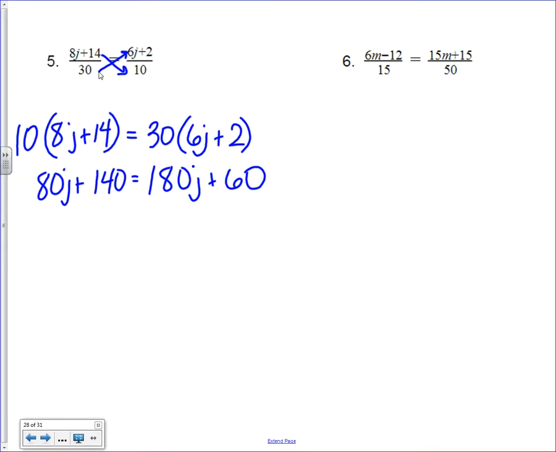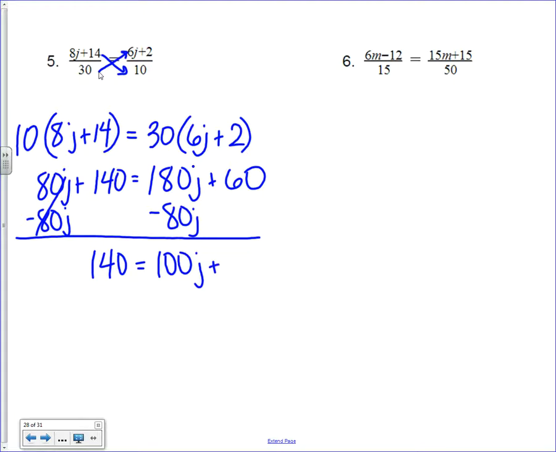How we do with the distributing, okay? Did you get your J's together? What did you do to get your J's together? So I have 140 is equal to 100J plus 60. So far, so good? What are we going to do next? So that'll make what, 80?